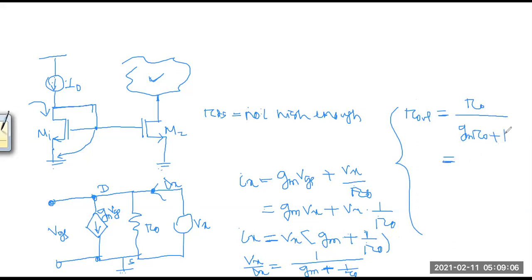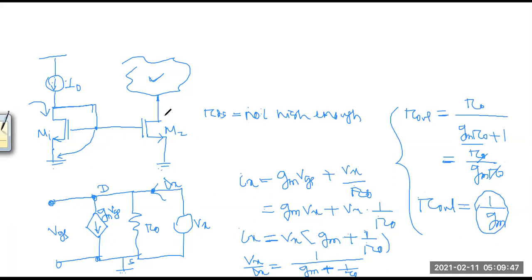Now compared with 1, this gm R0 value is very high, at least more than 10 times. So gm R0 is much higher than 1, and simply the R0 terms cancel. So Rout is equal to 1 by gm. Calculated separately from here, you get 1 by gm. So this is the input impedance of the current mirror.